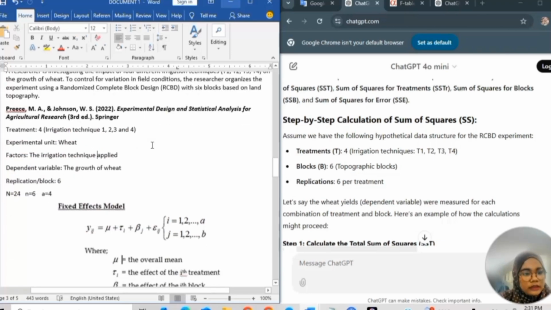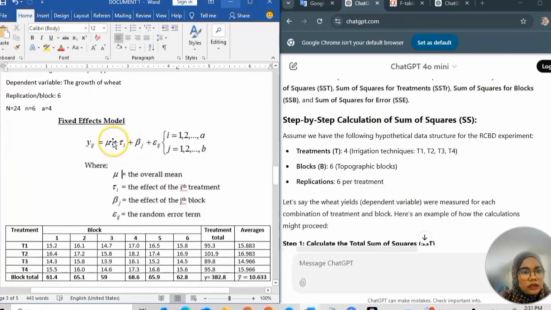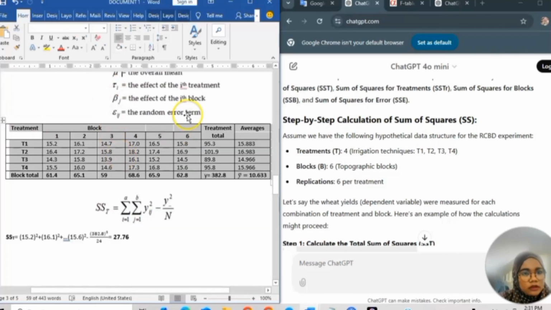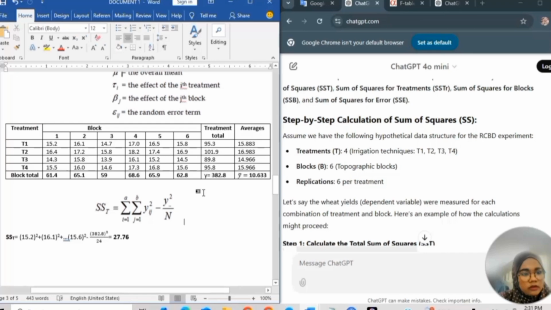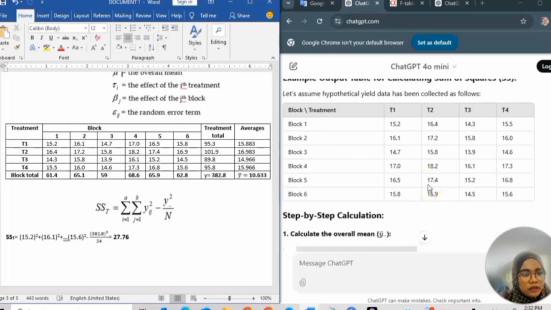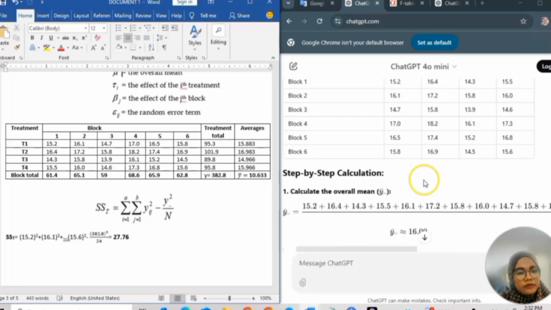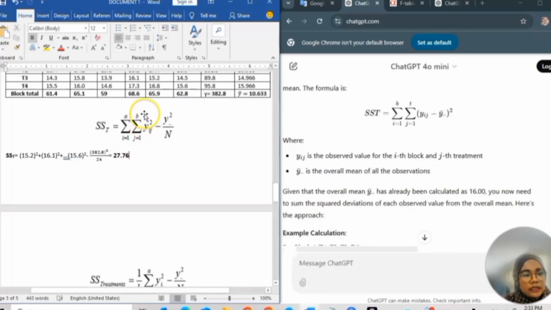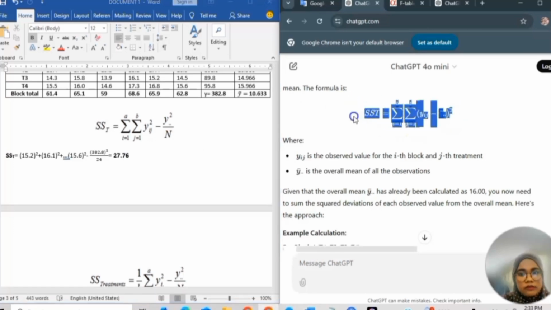The effect model that I'm going to use is Yij equals mu plus tau i plus beta j plus epsilon ij. This table shows the output with block total, treatment total, and average. The output is the same as what AI ChatGPT gave, but I made a table that is easier for me to understand. To find the SST, I use this formula, and the answer for SST is 27.76. But AI ChatGPT uses another formula.